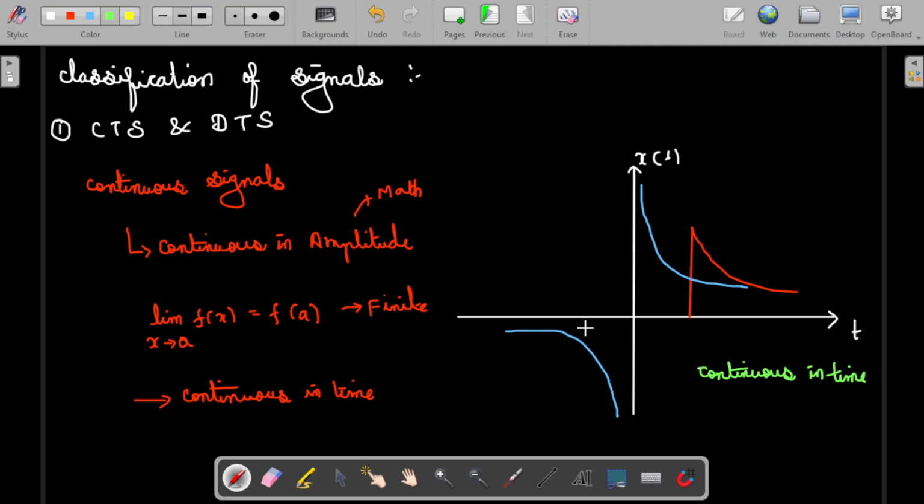So here also if you see, the value is continuous in time. So both the signals are continuous in time when the independent variable is t. So this is how the values will be. If we take any samples here up to here, this will be finite, and it is continuous in the x-axis and continuous in the y-axis also. So this way we can call both the signals continuous time signals.